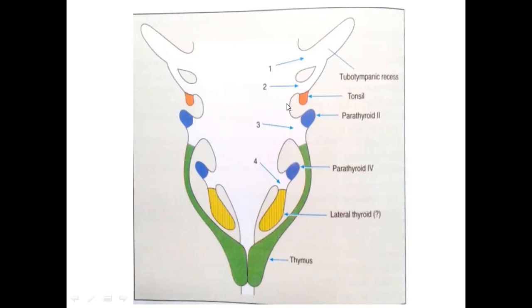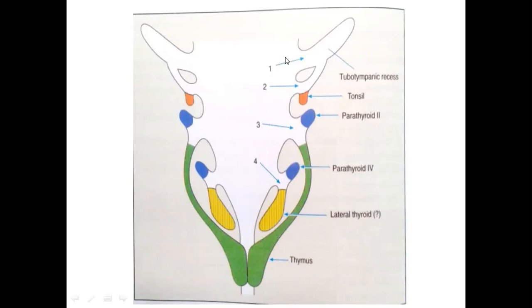From here, you can see the tonsil. Tonsil is also going to get formed here, from the ventral aspect of the second endodermal pouch. From the third endodermal pouch, the inferior parathyroid gland is going to form here. Then from the fourth one, you can see the superior parathyroid gland is going to develop here, and here the lateral thyroid. While this third one is also involved in the formation of the thymus gland.